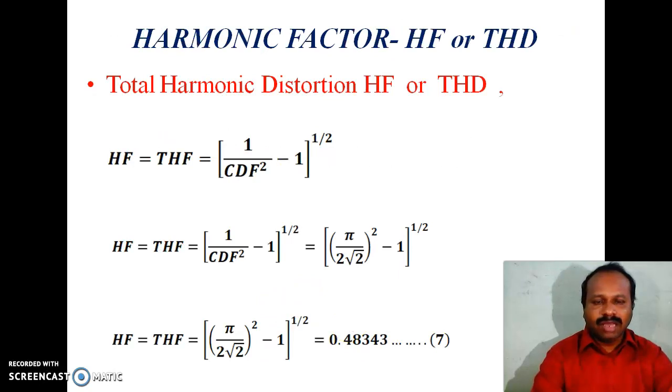Next one, harmonic factor, HF, also known as total harmonic distortion, represented by THD. Harmonic factor or total harmonic distortion is given by square root of 1 by CDF square minus 1. By substituting the value of CDF, that is 2 root 2 by pi, we get the value of the total harmonic distortion factor as 0.48343.